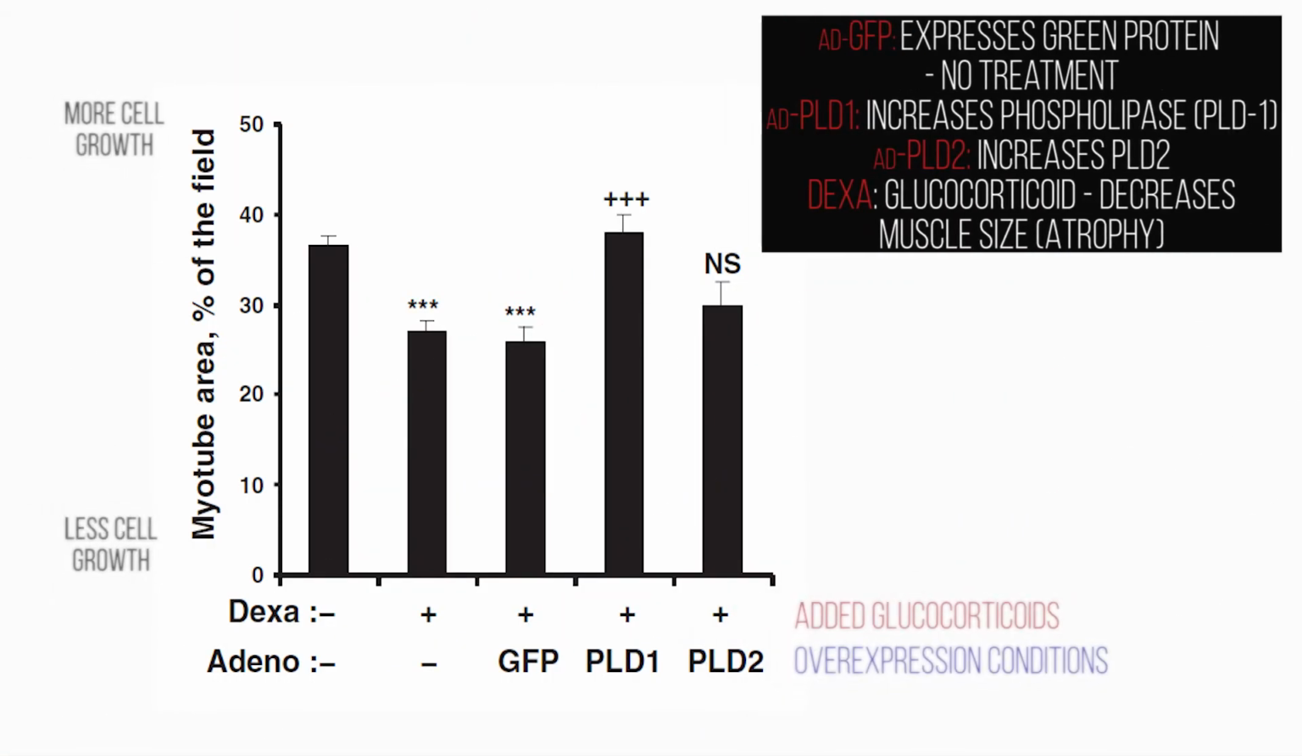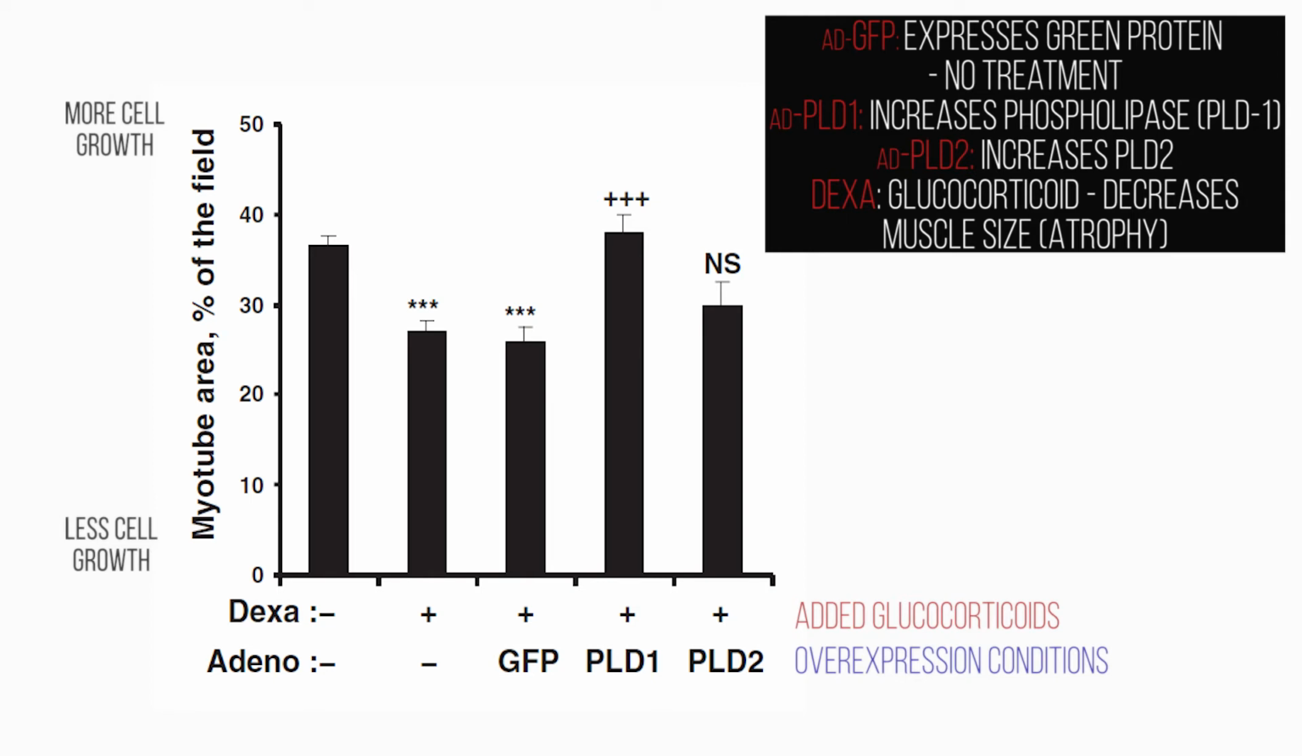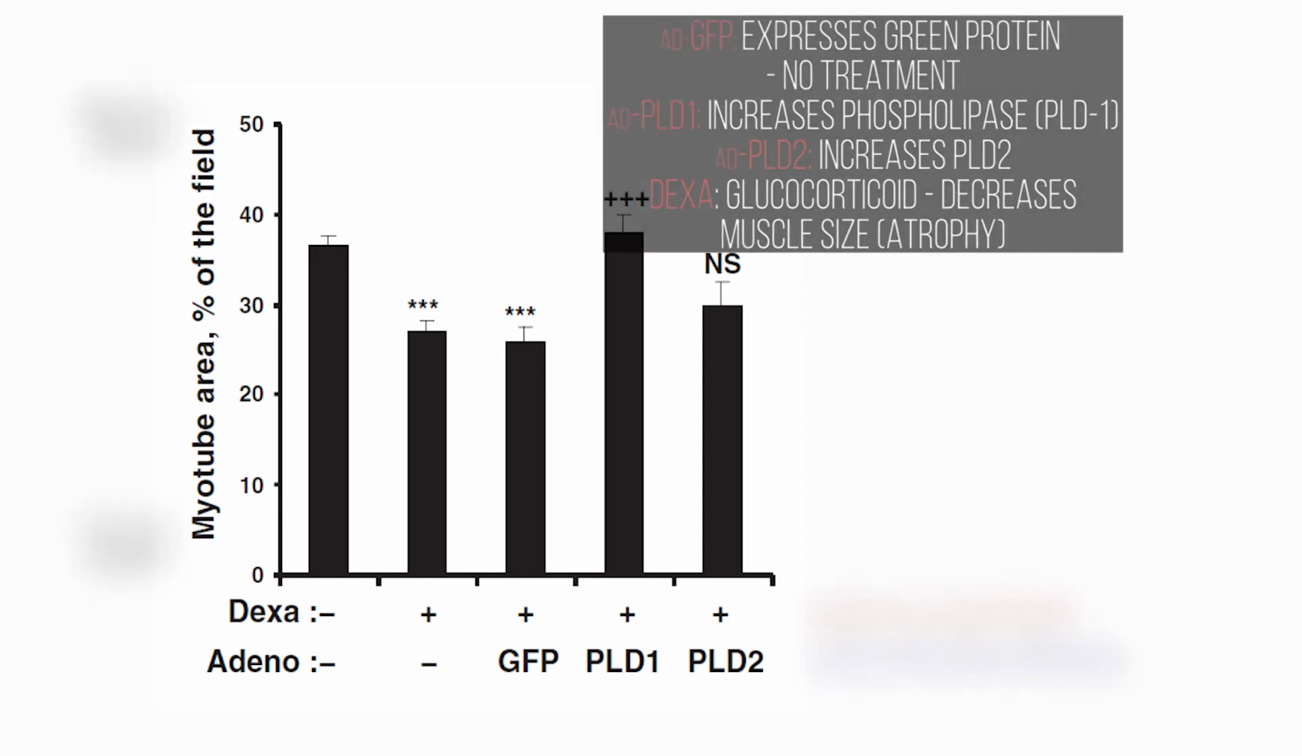And the final experiment is to look at the impact if they add a glucocorticoid, which is an atrophy stimulating molecule or hormone that would typically decrease the size of the muscle cells, and it does in the condition that they only use the glucocorticoid. But then if they overexpress PLD1, suddenly you see a rebound of the size of the muscle cells. So the PLD1 seems to protect against the atrophic conditions that are presented with the addition of glucocorticoids.